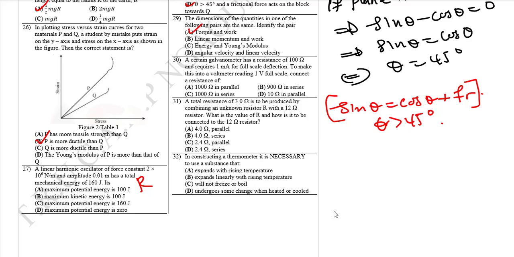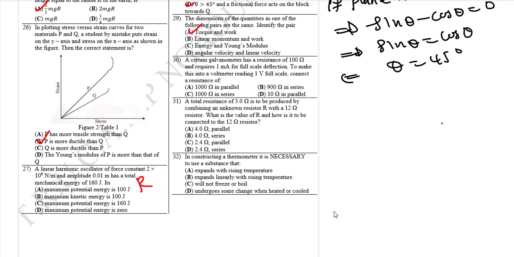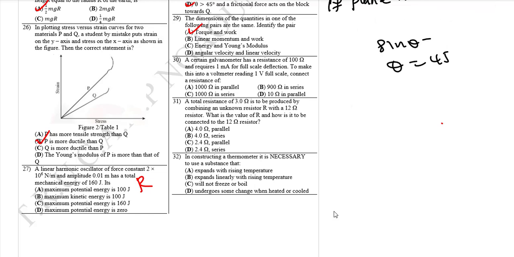Number 30. A certain galvanometer has a resistance of 100 ohm and requires a 1 milliampere full-scale deflection. To make this into a voltmeter reading of 1 volt scale, connect a resistance of. Now since we want to convert it into a voltmeter, it means we have to connect a shunt resistance, which is going to be connected in series to our galvanometer.